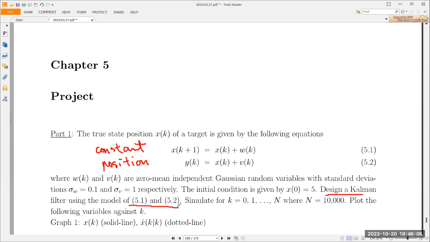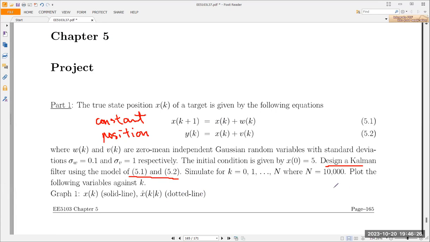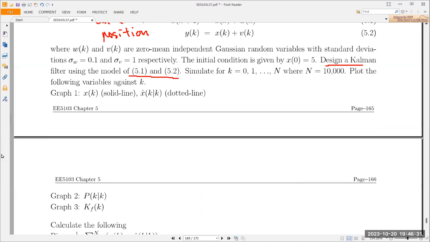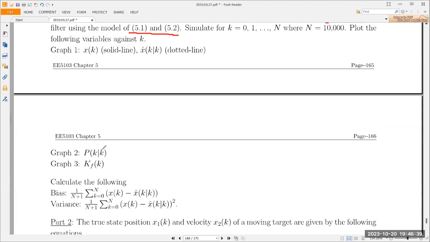using 5.1 and 5.2, which means, unlike the tutorial question, which is so complicated, the true man is constant. The Kalman filter model you use inside MATLAB is also constant velocity, constant position. So the things match. So it's quite simple. If the things match, then you write a MATLAB program, do run 10,000, all right? Then go and plot the true state, plot the covariance of your estimate error and plot KF.